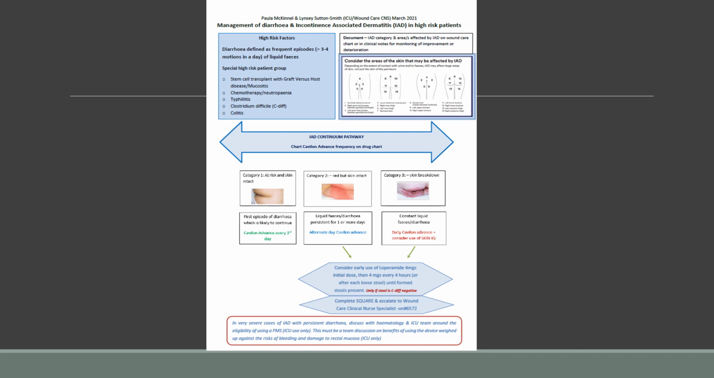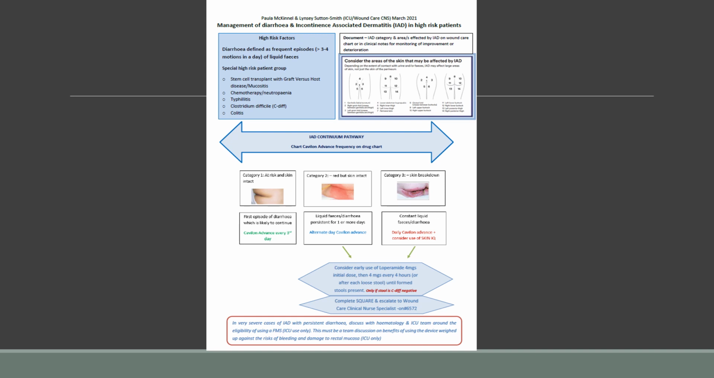This is in your red folders as well. Please look at this. We will start prescribing Cavalon Advanced according to this algorithm, this pathway, so that each day we give Cavalon Advanced according to the patient's diarrhea on that day and according to their skin, so that we can flex up or flex down the dose of that Cavalon Advanced.